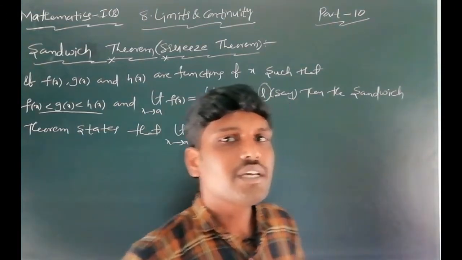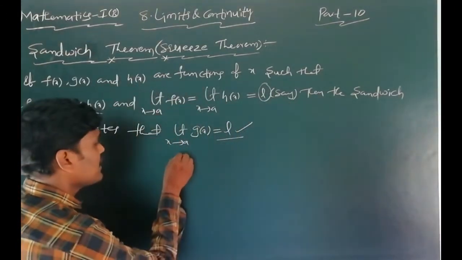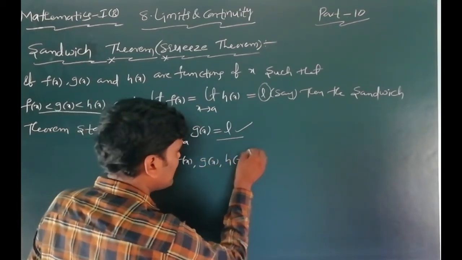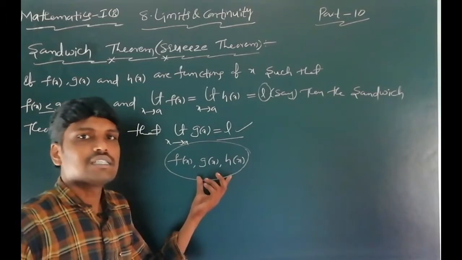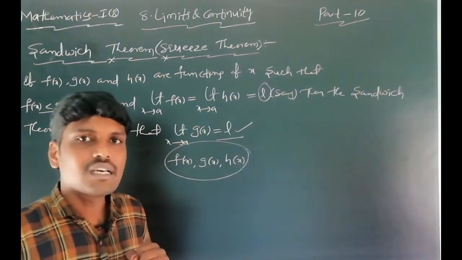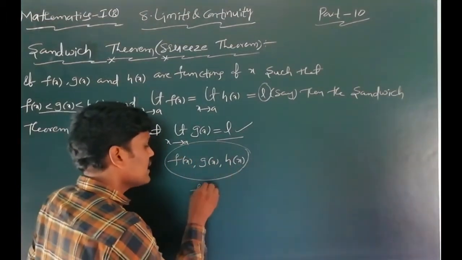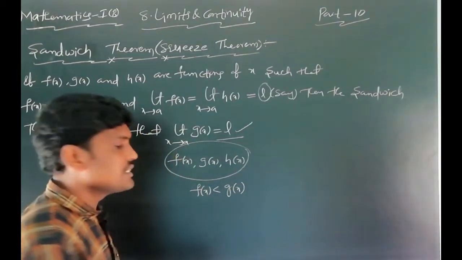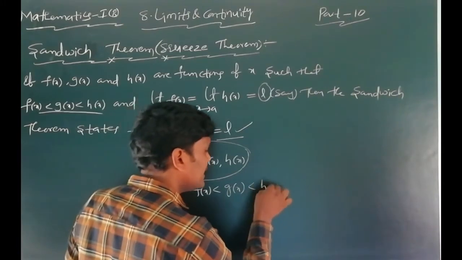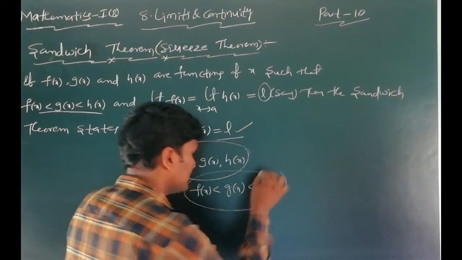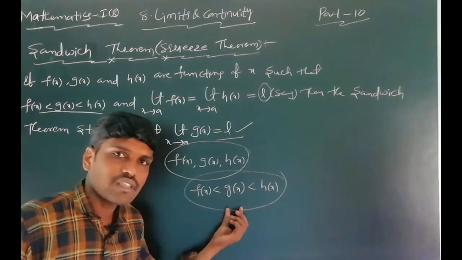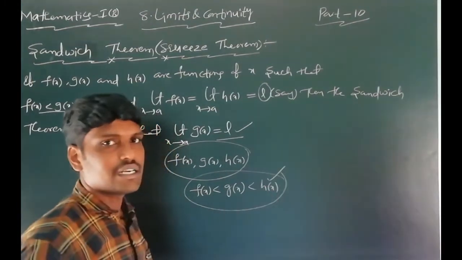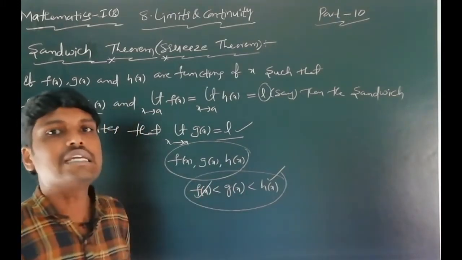What is the sandwich theorem? In the sandwich theorem, f of x, g of x, h of x are any three functions. In these three functions, f of x is less than g of x, and g of x is less than h of x. This is the condition. Nothing but h of x is the greatest function, f of x is the least function.